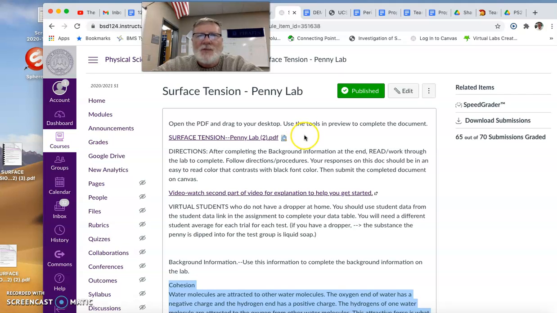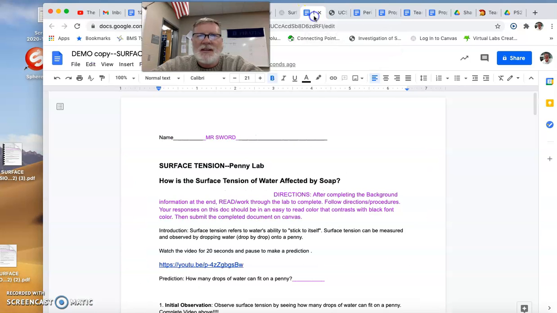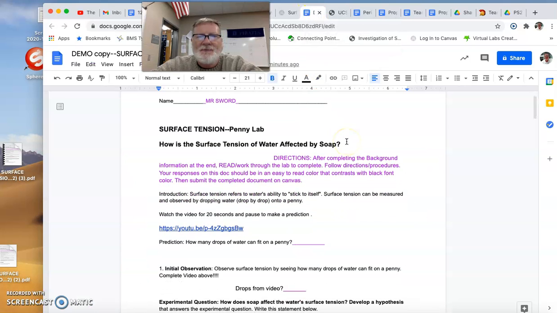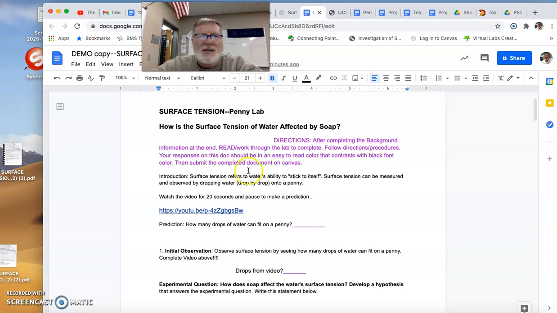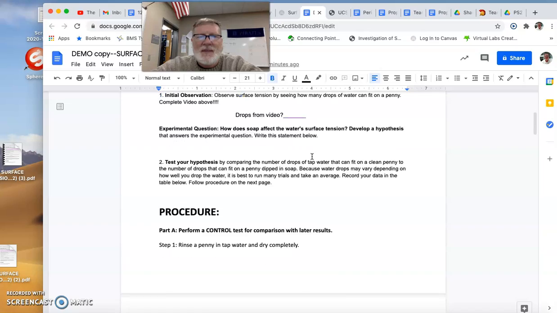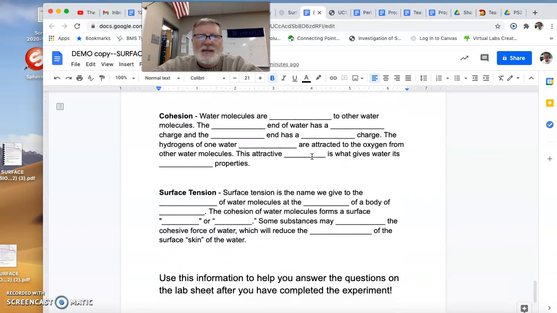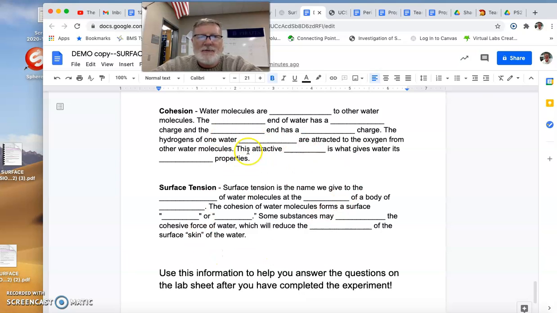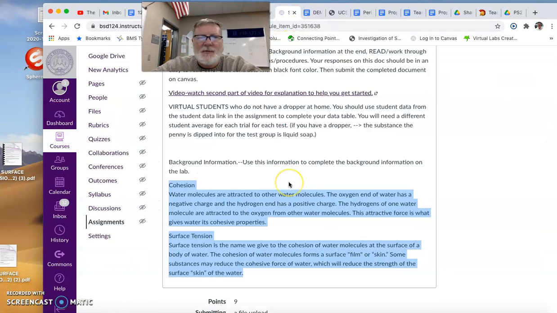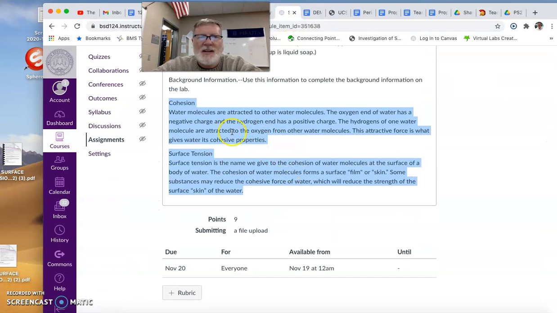So when you click on that PDF, you get this document. You'll notice it says after completing the background information at the end, read and work through the lab to complete. So we're going to go to the background information at the end, and here's what you actually have. Water molecules are blank to other water molecules, and you're going to use this information right here that I have highlighted to fill that in.